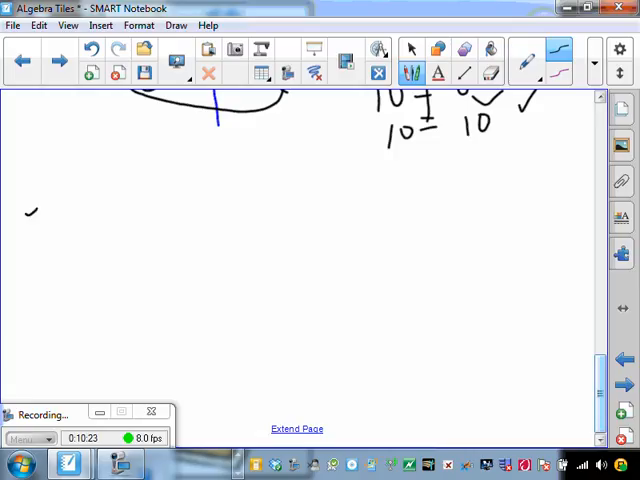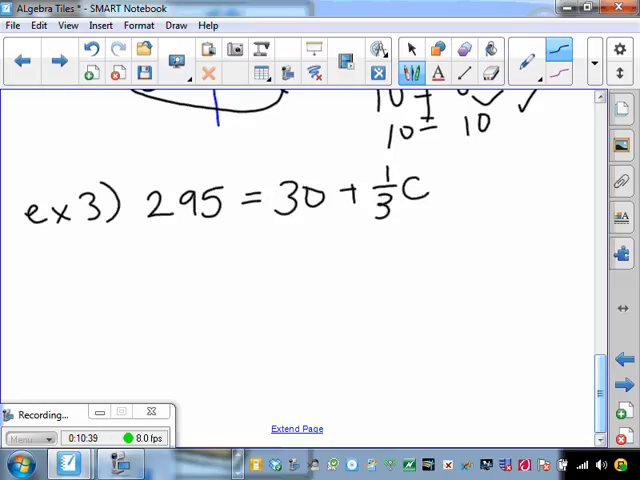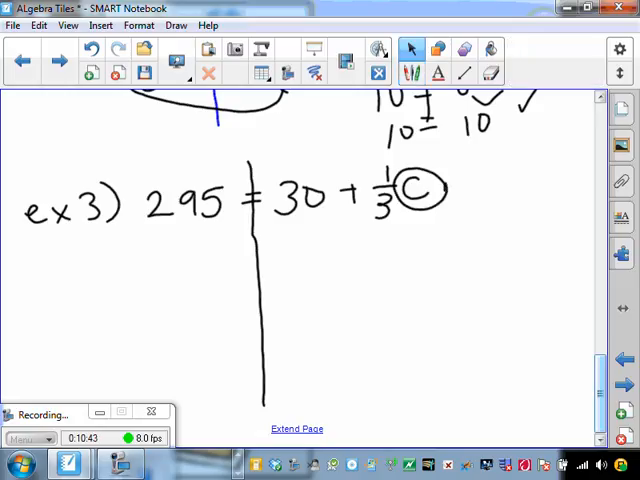So here's one of the fractions. Here's my sign. Here's my variable. And first move my constant, which is 30. That's a positive 30, or else it would have a negative sign. So the opposite of positive 30 is take away 30.